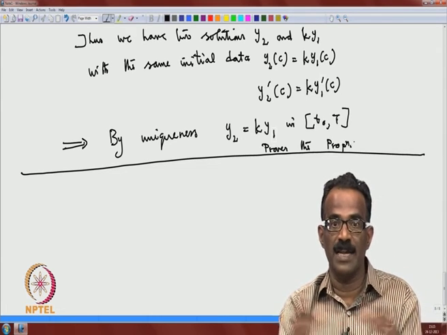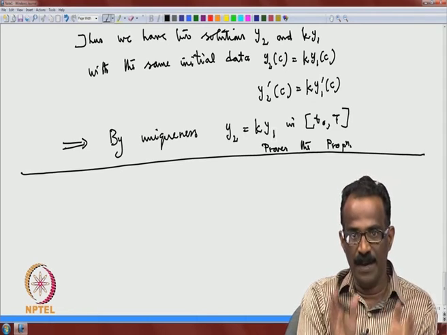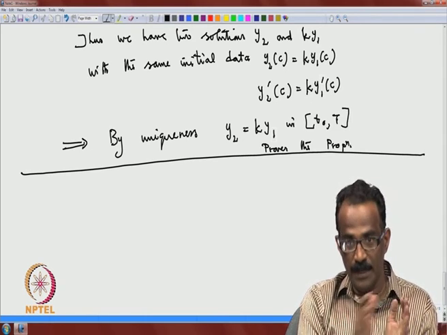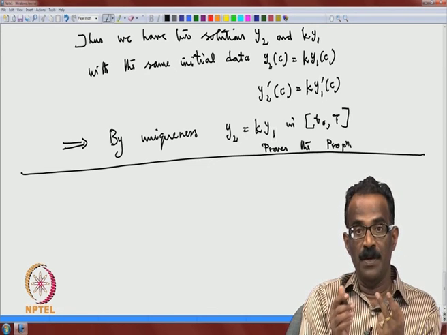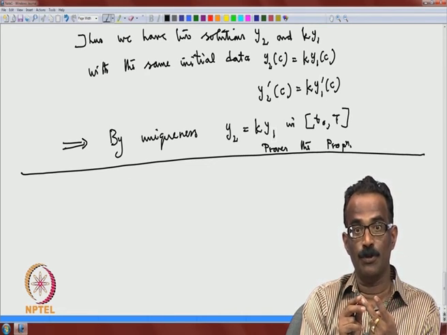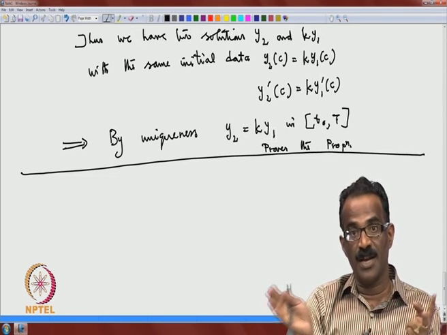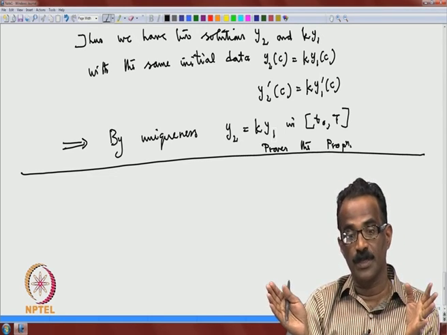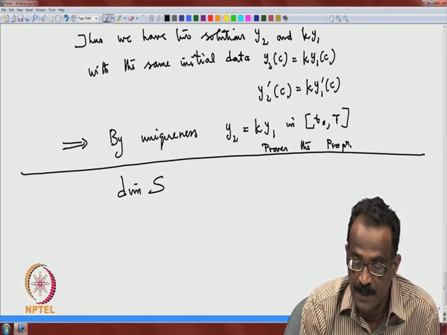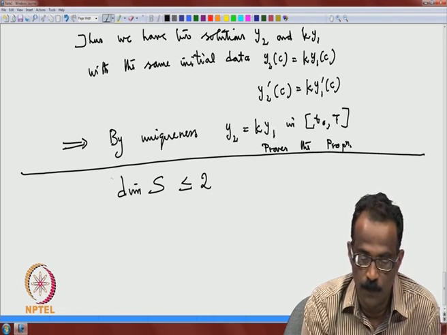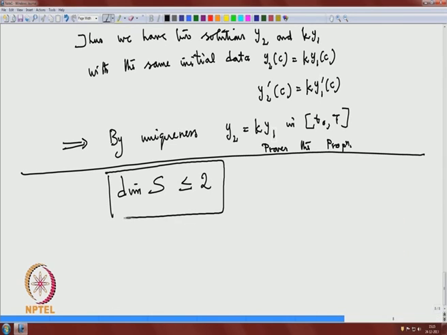So let me consolidate once again what we have done so far in the proposition in this hour. If we take two independent solutions, then that generates all the solutions. In fact, what we have done is that the dimension of S is less than or equal to 2. That is what we have proved.